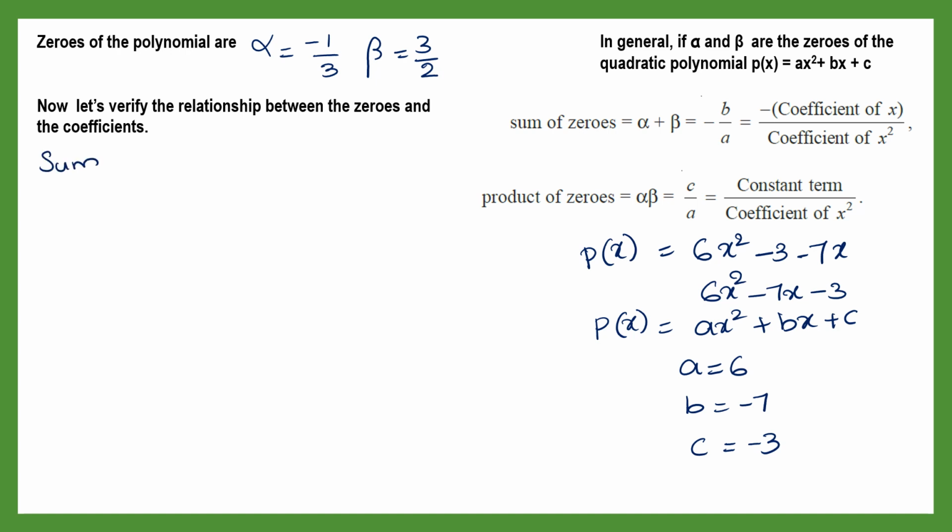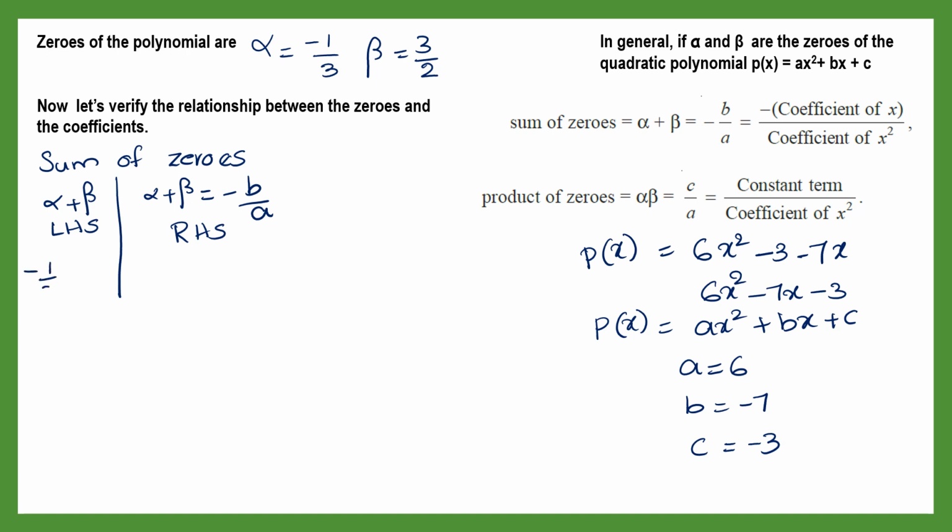First, the sum of the zeros, alpha plus beta. This is LHS. Using the coefficients, you know that alpha plus beta is minus b by a. This is RHS. Let's verify. Alpha plus beta, alpha you got as minus 1 by 3 plus 3 by 2. LCM is 6. You get minus 2 plus 9, which is 7 by 6.